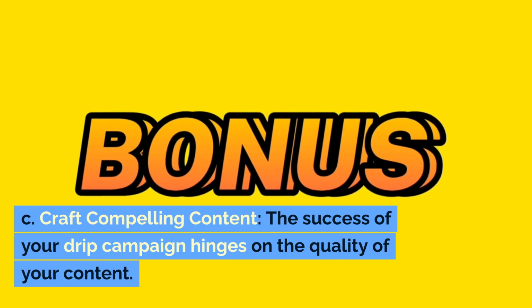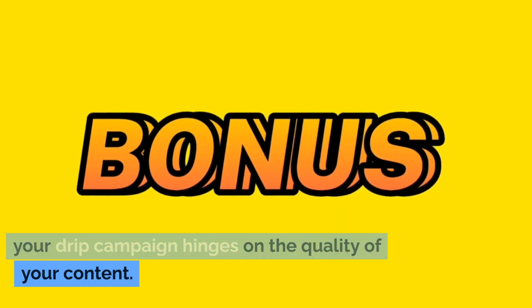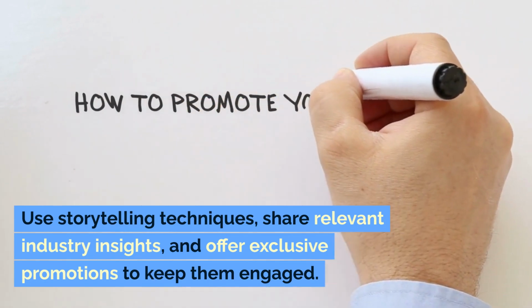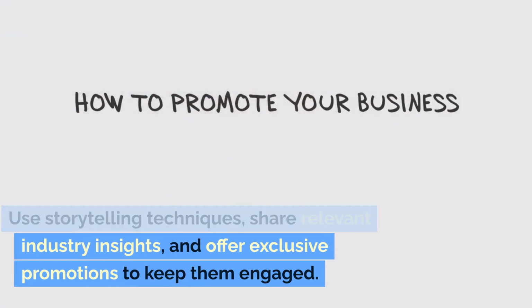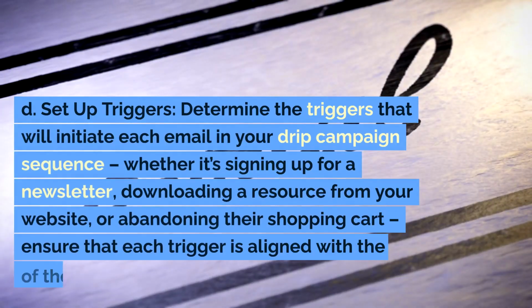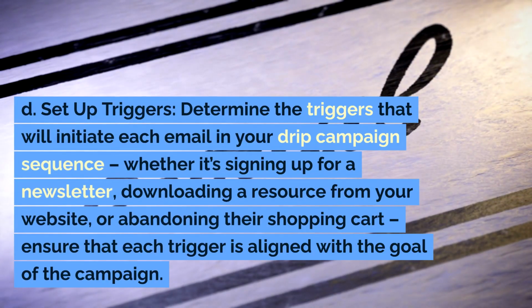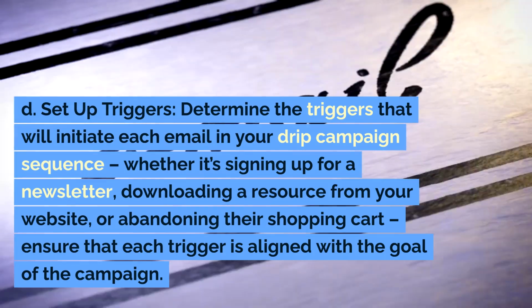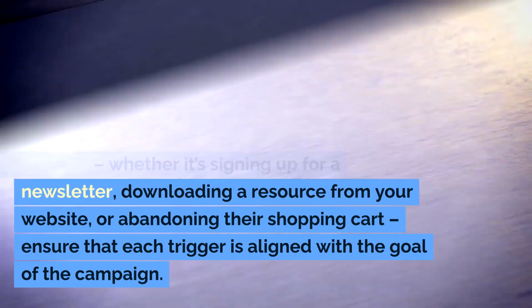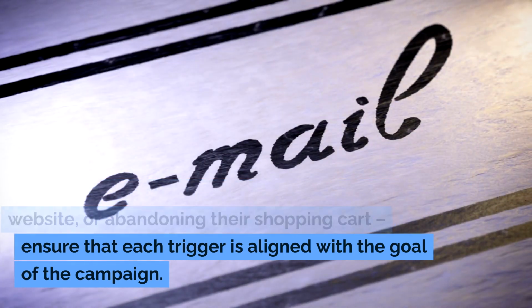C. Craft compelling content. The success of your drip campaign hinges on the quality of your content. Create engaging emails that provide value to your prospects at each stage of their journey. Use storytelling techniques, share relevant industry insights, and offer exclusive promotions to keep them engaged. D. Set up triggers. Determine the triggers that will initiate each email in your drip campaign sequence, whether it's signing up for a newsletter, downloading a resource from your website, or abandoning their shopping cart. Ensure that each trigger is aligned with the goal of the campaign.